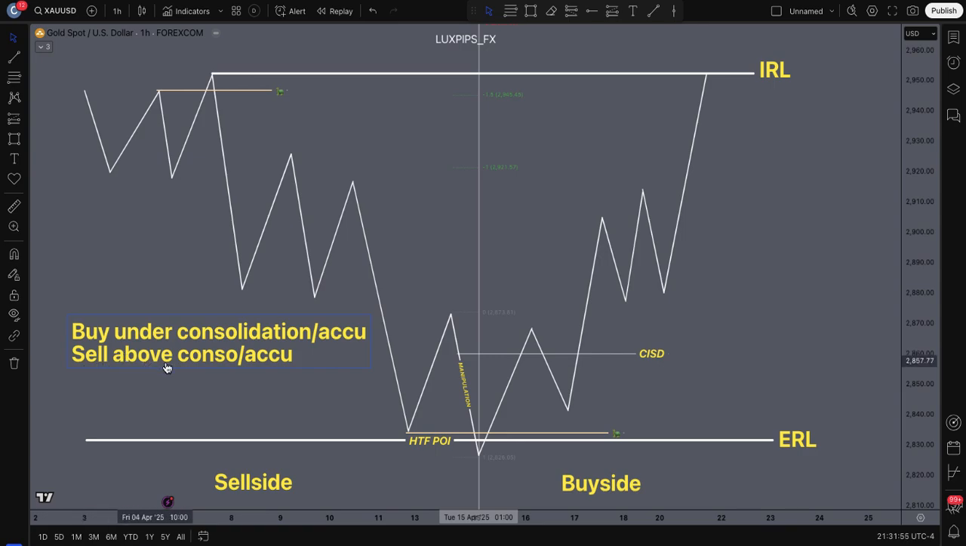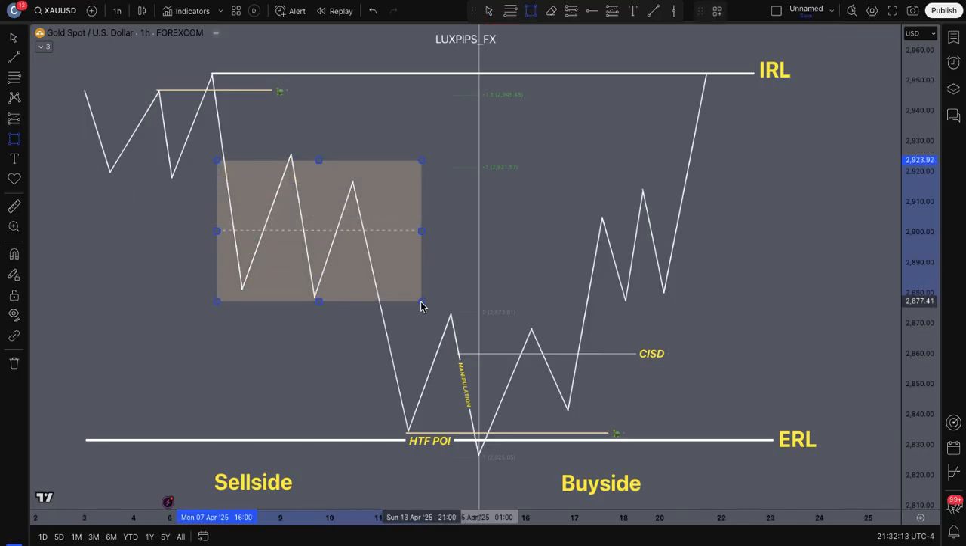When you're selling under consolidation, accumulation, you're selling in a discount. Selling when you shouldn't be. Because all this price accumulation does, like I said earlier, is build up orders. It's going up, no one's going down. It's going up, no one's going down. That's what everybody's going to be thinking when this is happening.